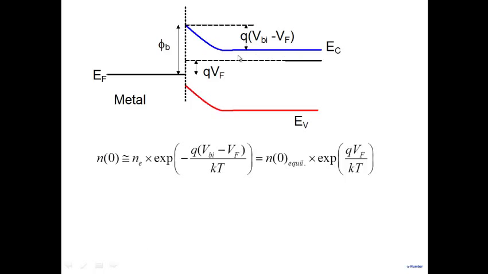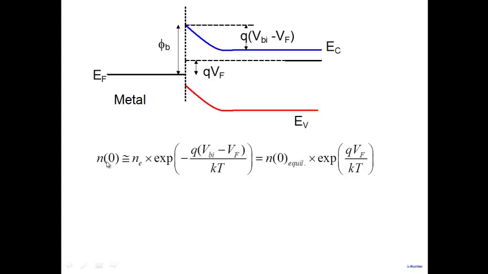What will happen when you apply a forward bias? The number of electrons here, the barrier height becomes VBI minus VF. So the barrier height becomes minus Q VBI minus VF by KT. Minus Q VBI by KT, I can write it as whatever was there at equilibrium, N0 equilibrium, multiplied by exponent Q VF by KT.